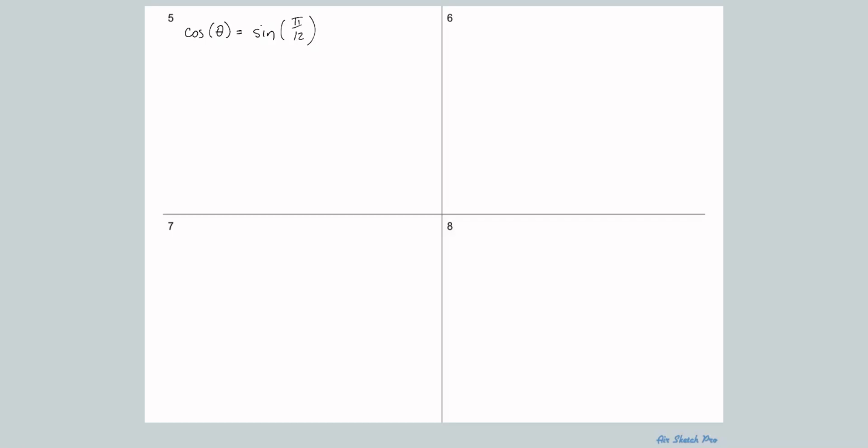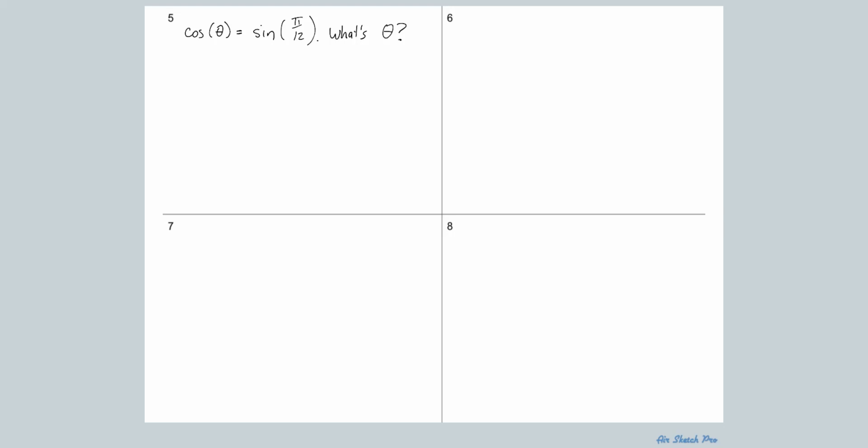So cos of theta equals the sine of pi on 12. Without your calculator, what's the value of theta? You have enough information to solve that, believe it or not. I'll pause the video, but I'll give you a couple of minutes to have a crack at that one. That will help. So there's a couple of ways you can think of it. One's more intuitive than the other.